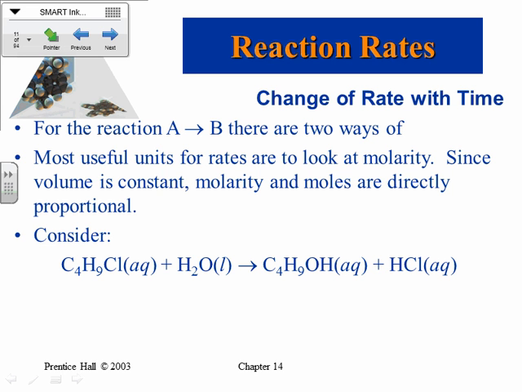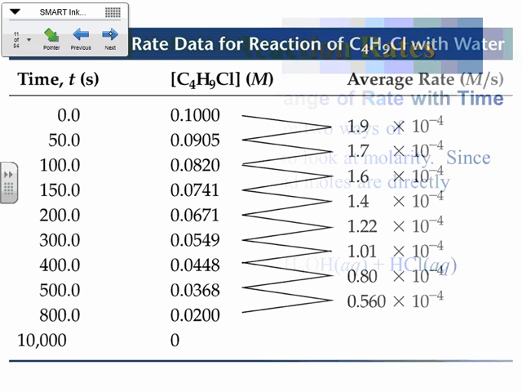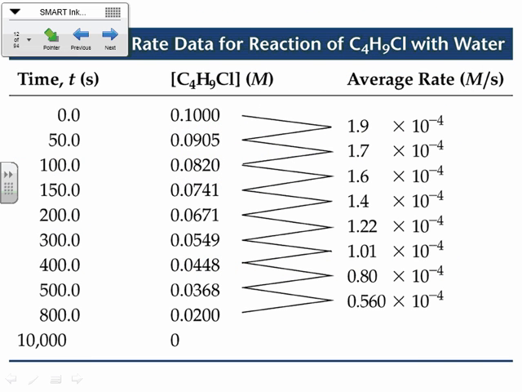So here's a reaction. This is an actual reaction rather than just an A to B thing. And here's some data for that reaction, okay? So if we're looking at that, at time 0, we've got a concentration of 0.1 molar of the C4H9Cl, okay? Now notice, as time goes on, that concentration goes down and down and down and down, but look what happens to the rate of the reaction.